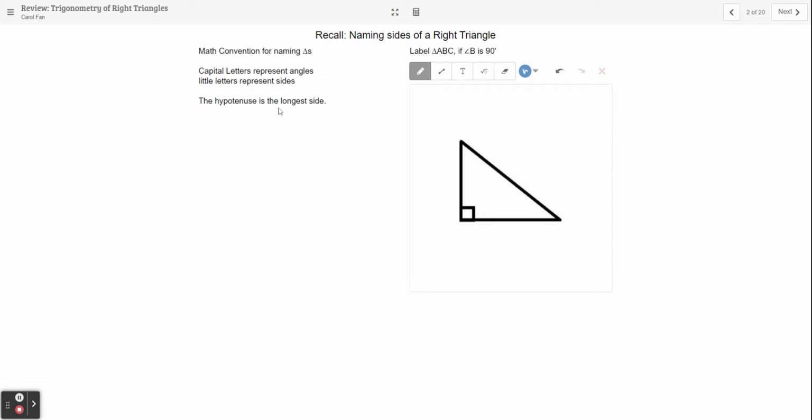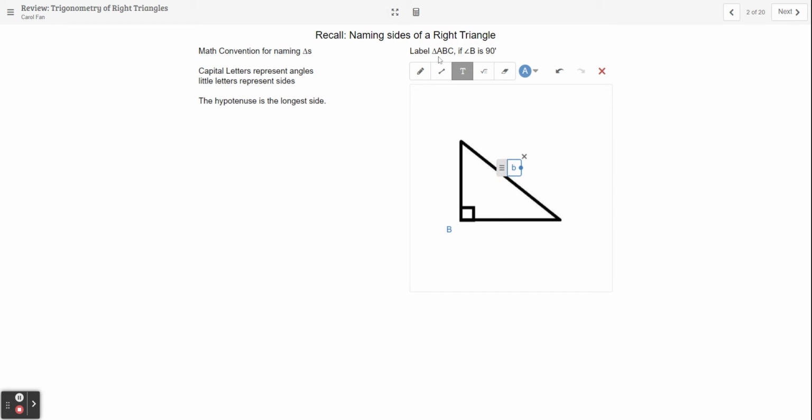The hypotenuse is also the longest side in a right-angled triangle, and the longest side is always the one that's across from the 90-degree angle. So in this case, it says that angle B is our 90 degrees. So I'm going to label this. This is capital B, and the side that corresponds with it is the one across from it. Our hypotenuse is represented by little b.